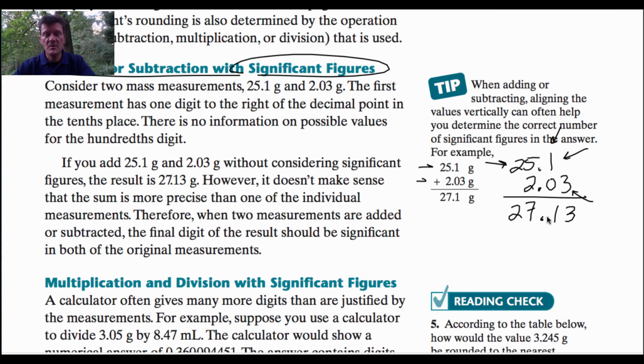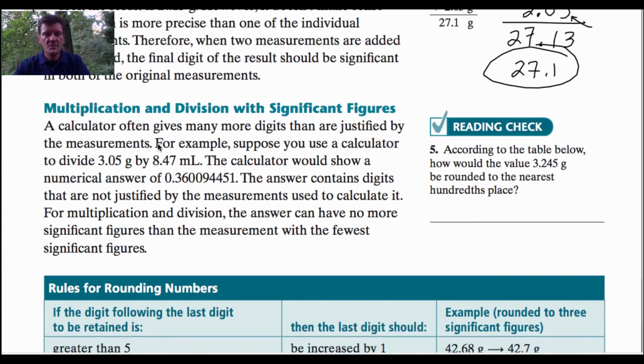okay, I get 27.13. That's what your calculator will give you, or that's what you'll get if you do it on a piece of paper. But you then have to think of this and say, you know what? This right here is measured to the nearest tenth. I cannot have my answer be more precise than the nearest tenth of a gram. So I have to round this off to just 27.1. Done. Okay? That's how you add or subtract and keep in mind significant figures.